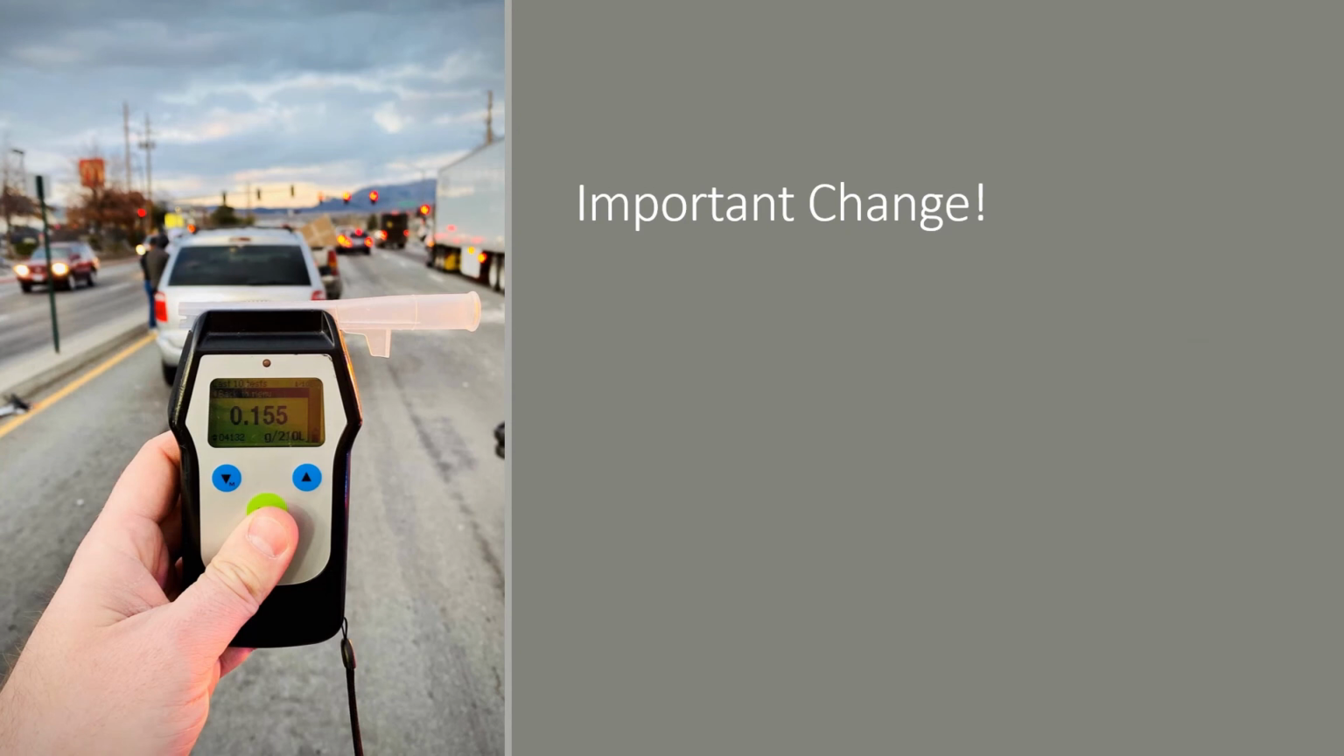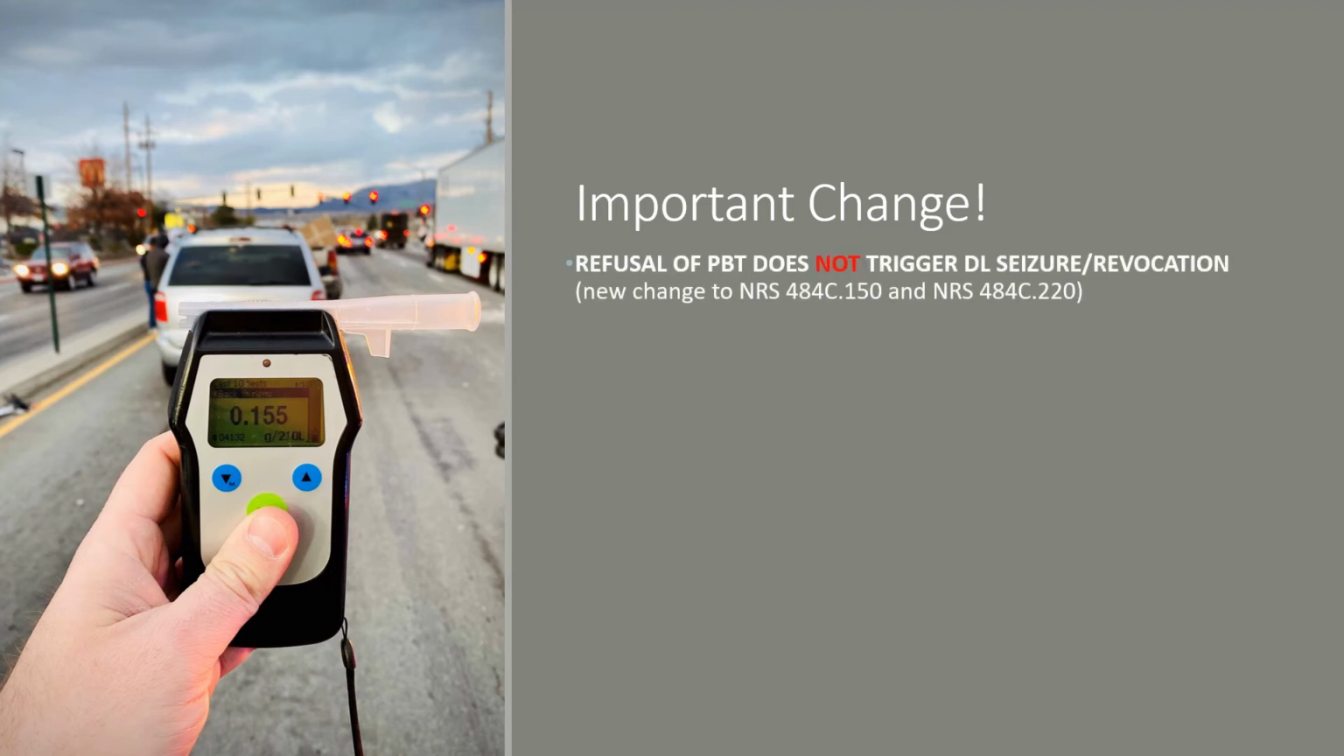We do have a small but very important change for 2021 after the legislative session. A refusal to submit to a preliminary breath test is no longer grounds to seize or revoke a person's driver's license. Up until this year, NRS 484C.150 did provide that a person's driver's license would be revoked if they refused to submit to a PBT, but this provision was struck from the statute.